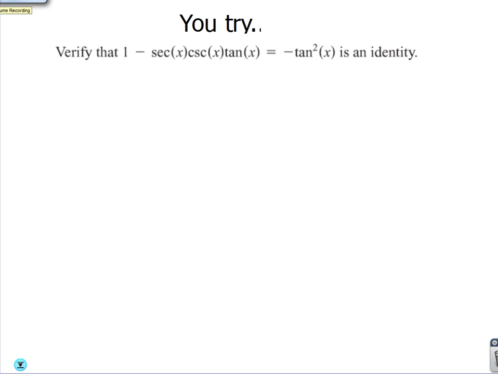Another one says verify that 1 minus secant times cosecant times tangent is equal to negative tangent squared. This is nearly identical to the last problem. We're going to take the ugly side, 1 minus secant times cosecant times tangent, and try to turn that into this. We're going to try to make it equal to that.